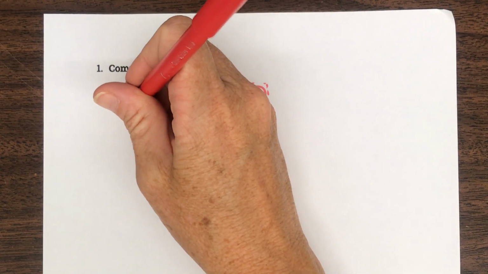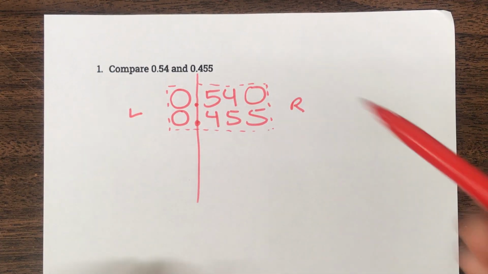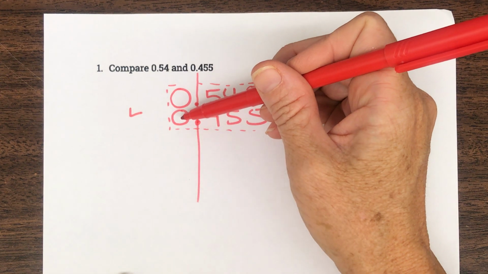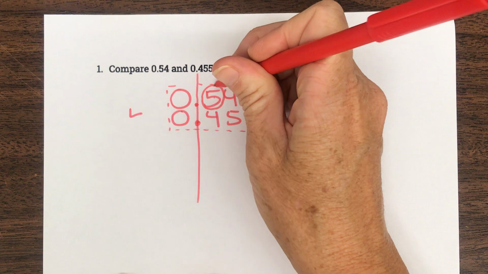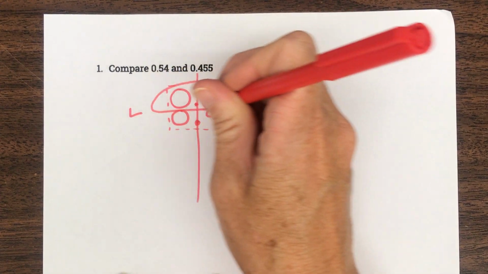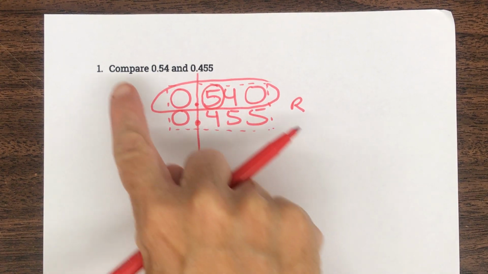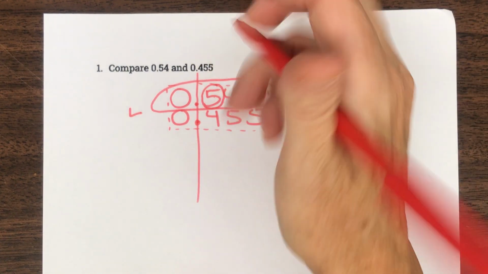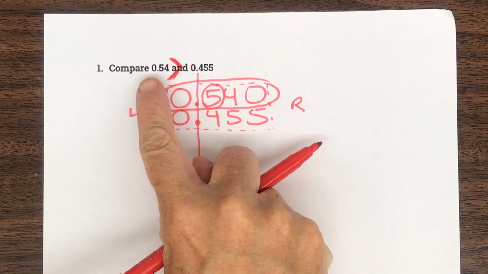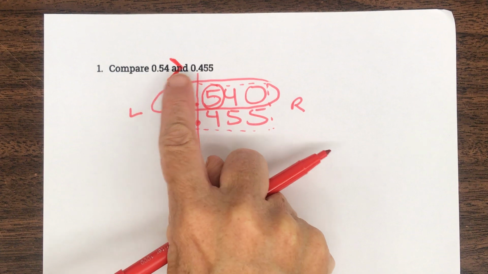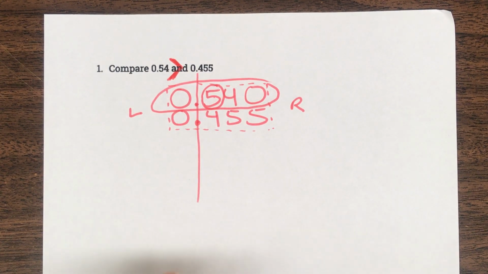So from left to right, here's my left and here's my right. I'm gonna compare the digits. Okay, ready? 0, 0. That doesn't help me. 5, 4. 5 is larger than 4, which means this whole number is larger. So that's the one I'm going to grab. So here, my alligator mouth is going to grab that one, which is called my greater than symbol. So 0 and 54 hundredths is greater than 0 and 455 thousandths.